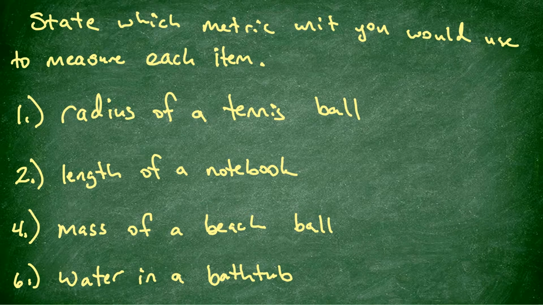Alright, the first part of this says state which metric unit you would use to measure each item. Remember, that's important. Metric is not what you guys are used to, because we use customary, even though almost all the entire world uses metric. The radius of a tennis ball. I think most of us would think of a tennis ball in inches, but they want metric, so the closest thing to inches in metric is centimeters.